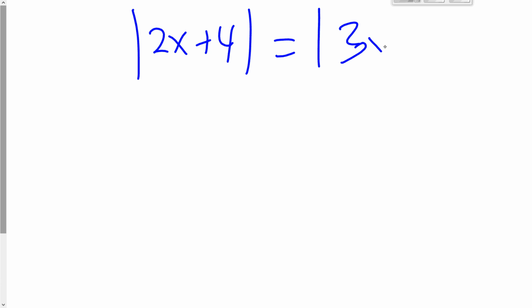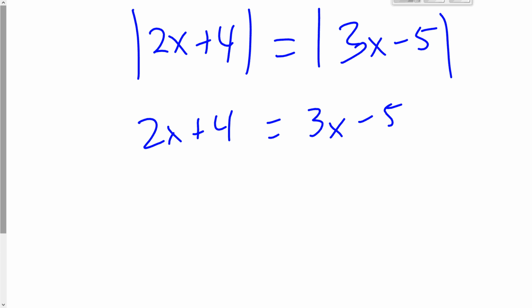The last one is when you have the absolute value set equal to another absolute value. The absolute value equals the absolute value. So here, let's do a 3x minus 5, something like that. Here you can take the first one, the same exact one, take down the absolute value bars. And then all I have to do is negate one side. So if I take negative 2x minus 4 equals 3x minus 5, then I'll have my correct answers. So all I have to do is just negate one side, and that takes care of it.